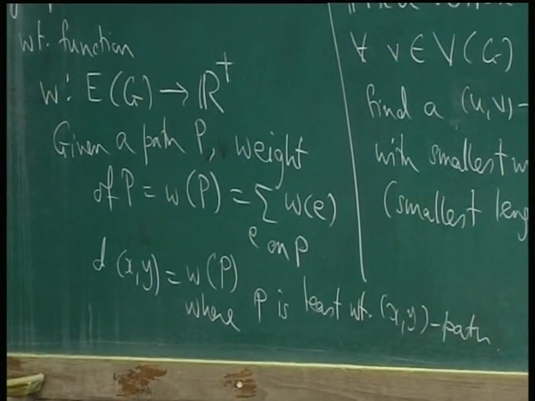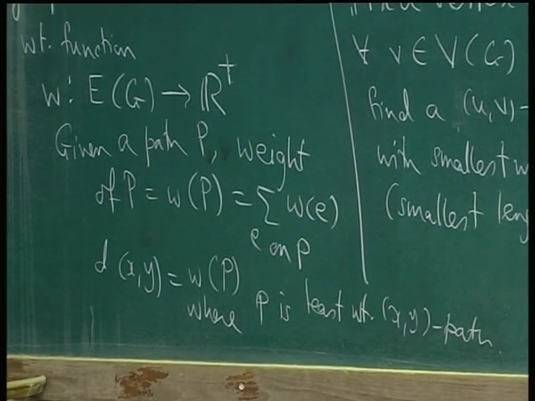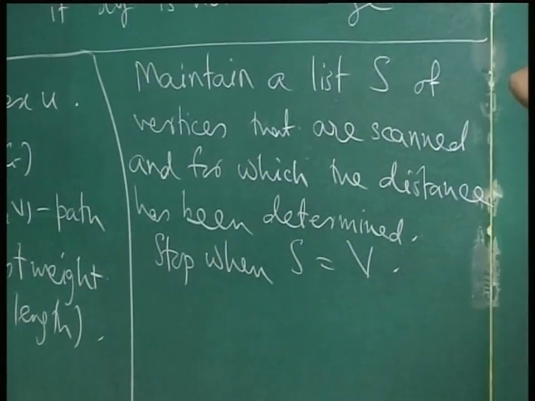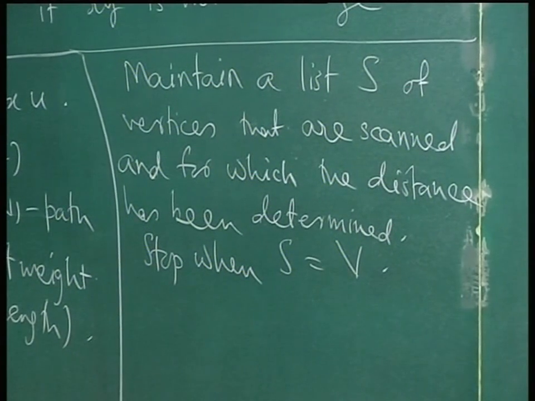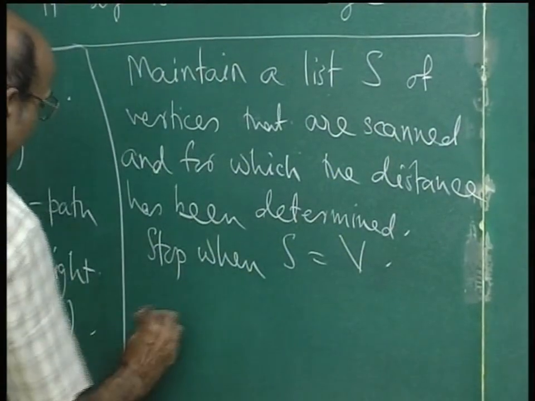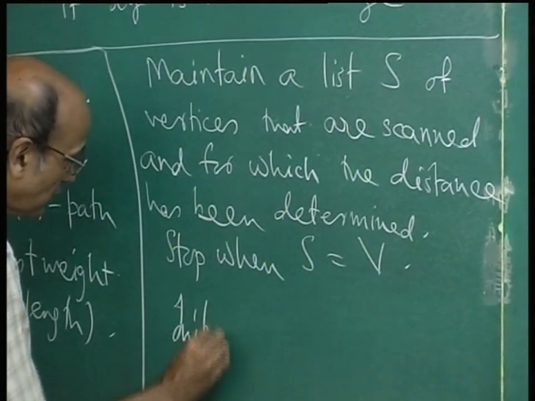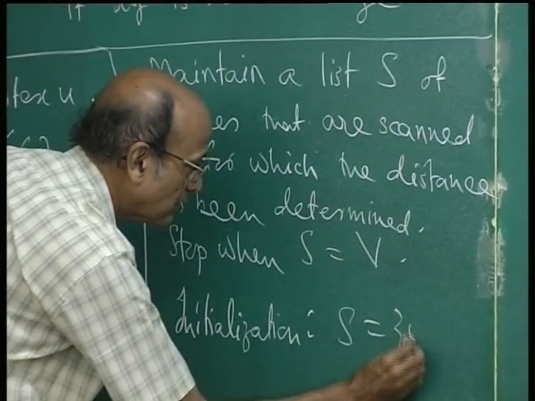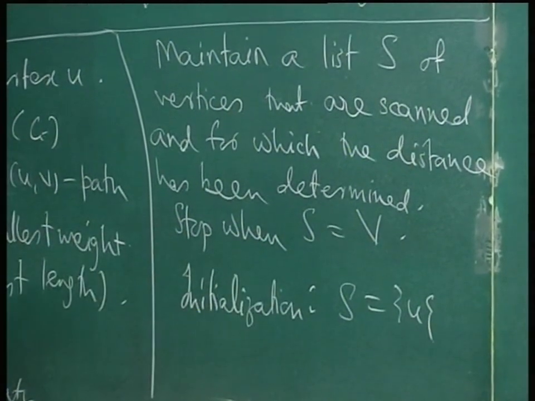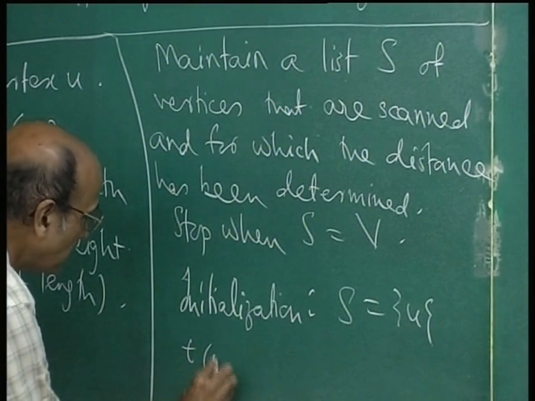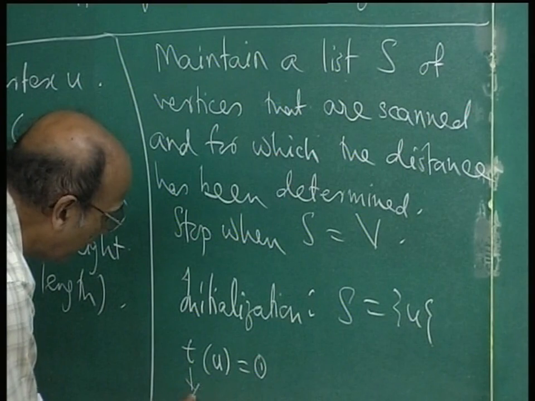So to start with, what we do is you begin with a vertex u. This vertex is given to you. The distance of u from itself is of course equal to 0. There's nothing to check there. This is the smallest that you can get. There is no question about it. So initialization: you begin with a singleton. T of u equal to 0. T for tentative.